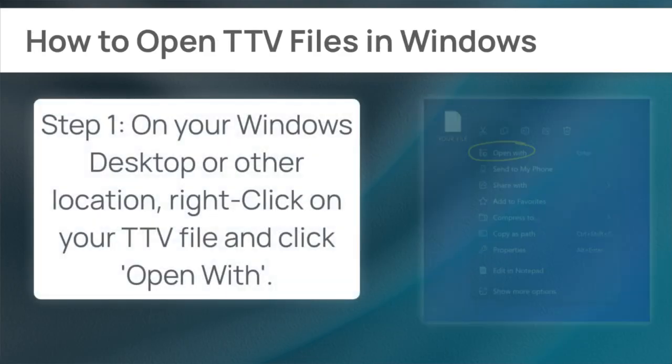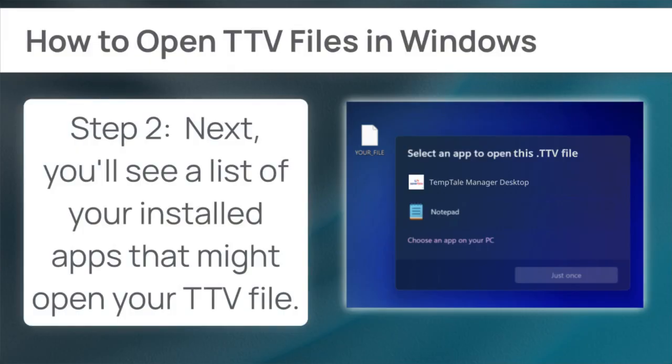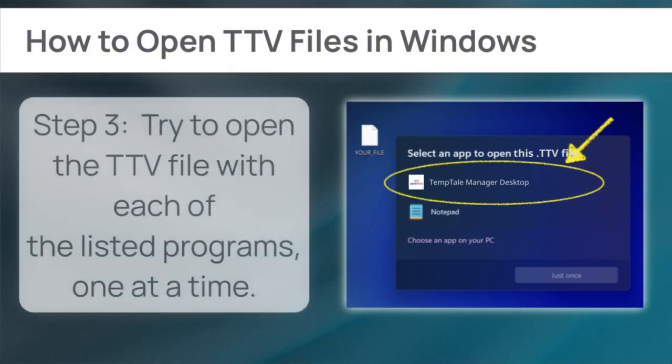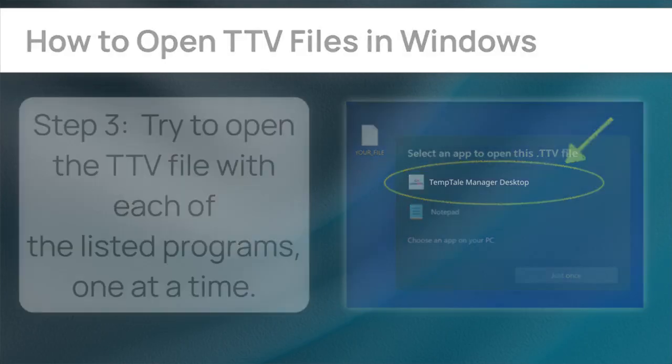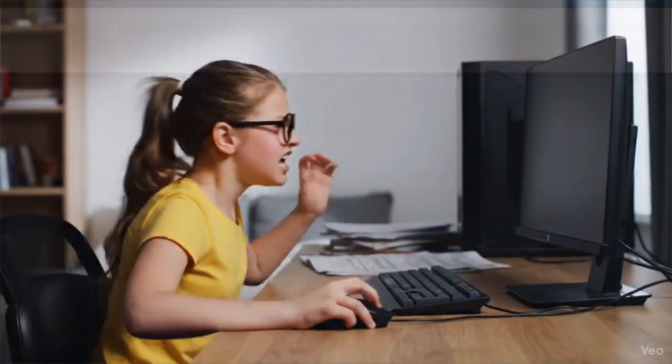Open the context menu by right-clicking your TTV file and choosing Open With. Try Temptail Manager Desktop first. If it's absent, select another program. This trial and error approach is vital. When your TTV file isn't responding, don't worry, it's typical. We didn't have luck with the basic application.